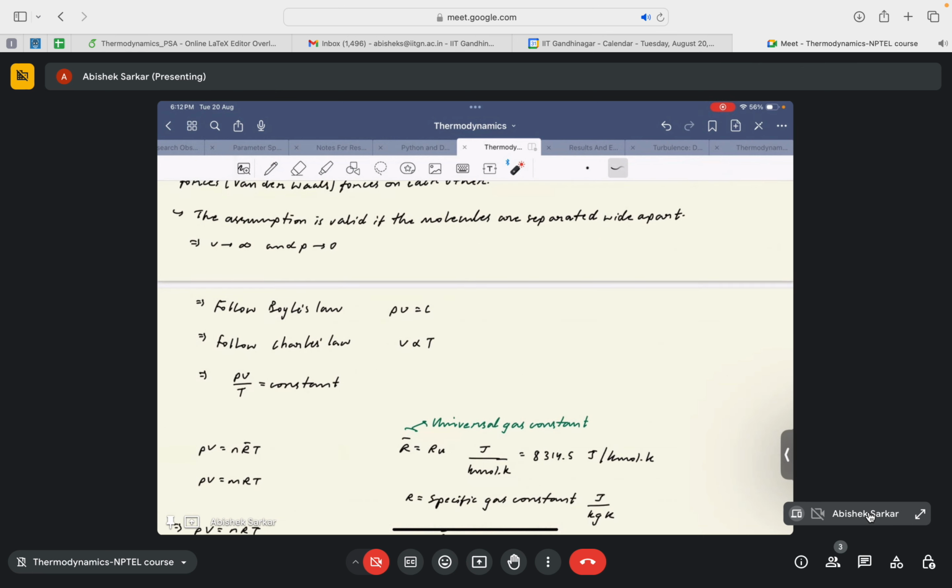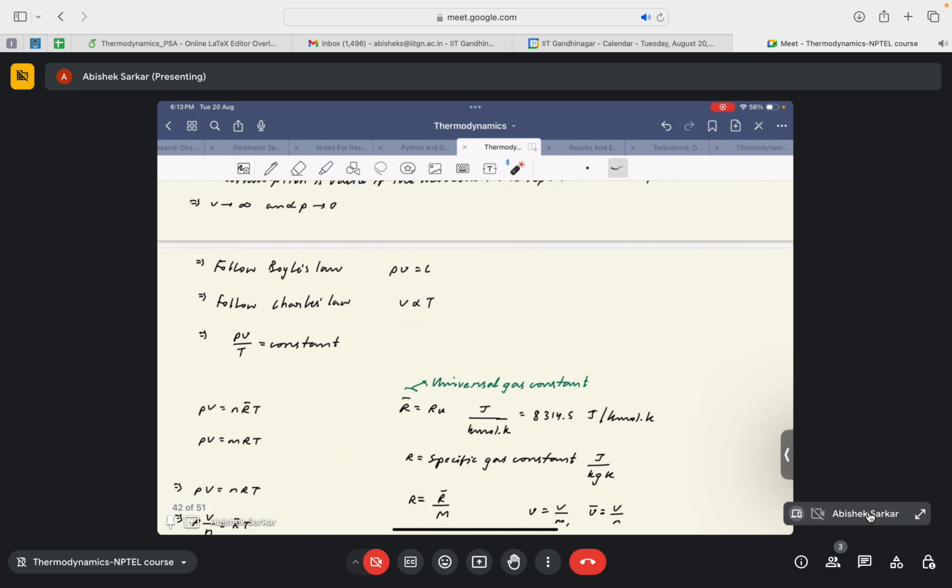So under this assumption, as I mentioned, for P tends to zero, the gas will follow Boyle's law, that is, the multiplication of pressure and volume is a constant, or pressure is inversely proportional to volume, or Charles's law, which says that the volume of a gas is directly proportional to its temperature. Then if we combine these two equations, we get the ideal gas equation, PV by T is equal to a constant. So as I mentioned, the ideal gas law has two different forms: first in terms of the number of moles, secondly in terms of the mass of the gas.